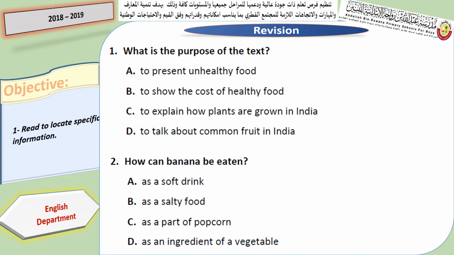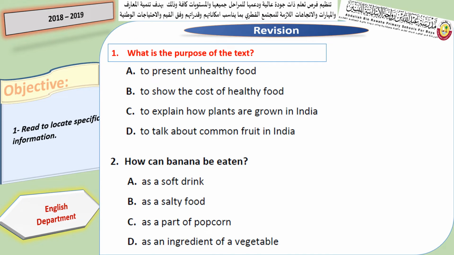عندي 4 اختيارات. To present unhealthy food, to show the cost of healthy food, to explain how plants are grown in India, to talk about common fruit in India. And of course here, what is the purpose of the text? I have to go back to the text. يجب أن أرجع إلى النص and read the topic sentence of the text. أقرأ الجملة المحورية في النص التي توضح الفكرة الرئيسية من النص.